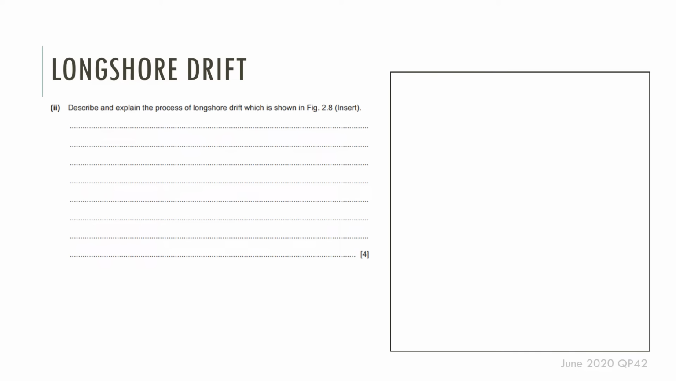So other processes you're expected to know is longshore drift, really important when it comes to coastal management. So nice question here for 4 marks. Again, this could appear in paper 1, paper 2. Describe and explain the process of longshore drift, which is shown in figure 2.8.